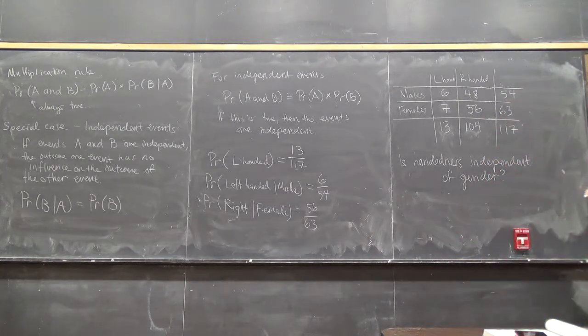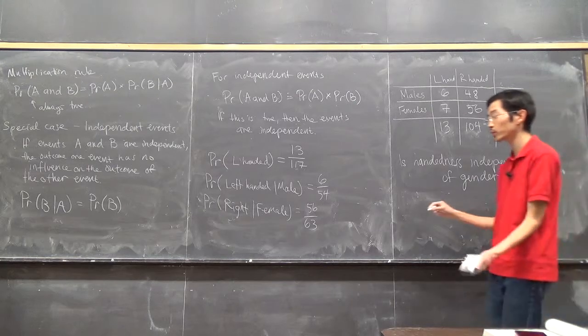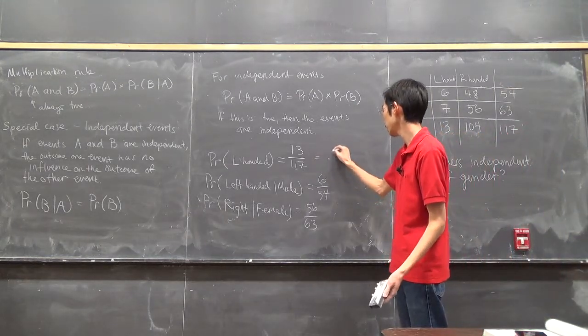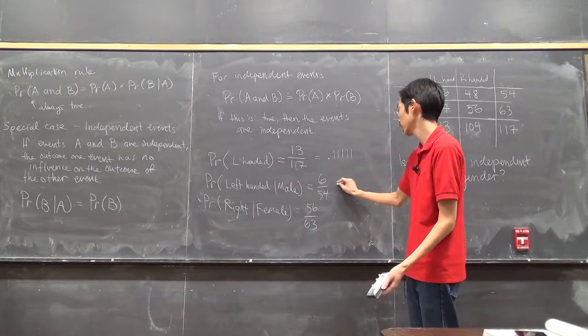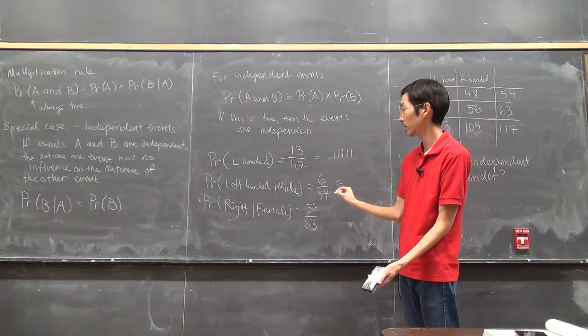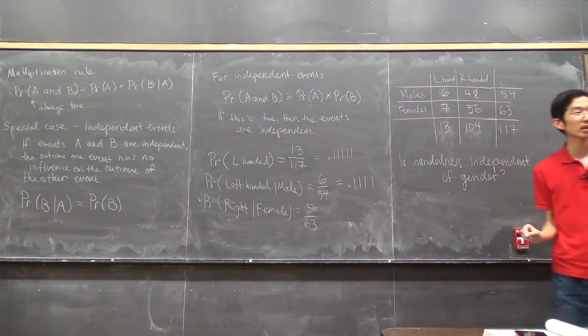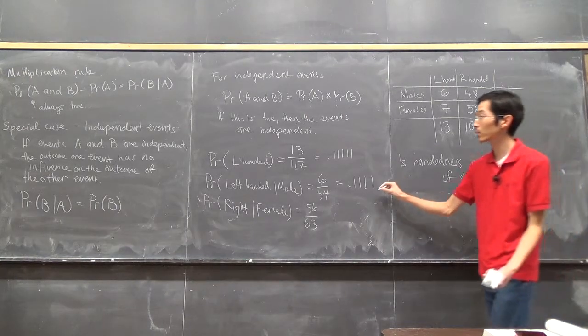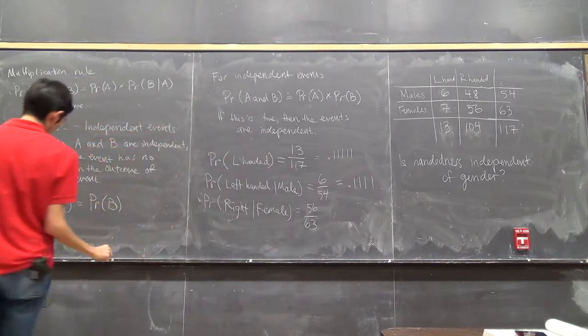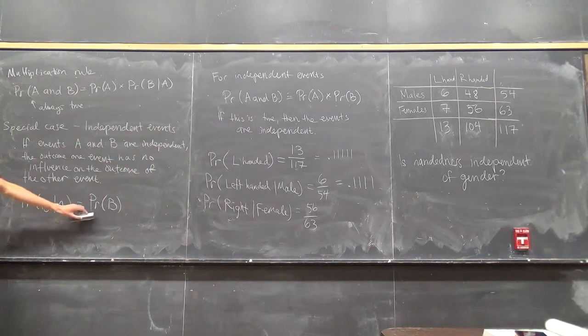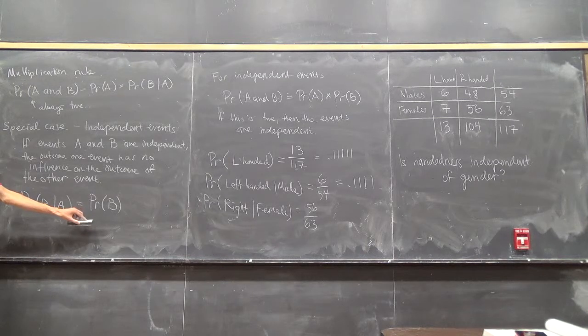So to answer this question, is handedness independent of gender? Yeah. Okay. And how do we know that? Well, if we look at the probability of being left-handed, we would get 0.11111. And if we look at the probability of left-handed given male, I would also get 0.11111. So this satisfies this statement, that the probability of B given A is equal to the probability of B. Can you see that? Okay, so this is the definition of independence.